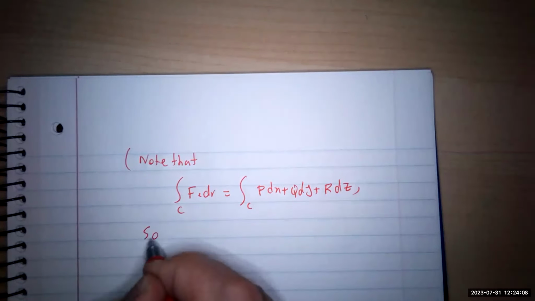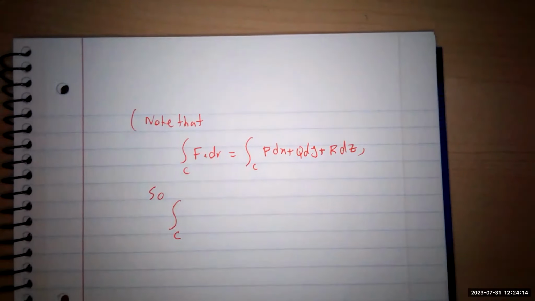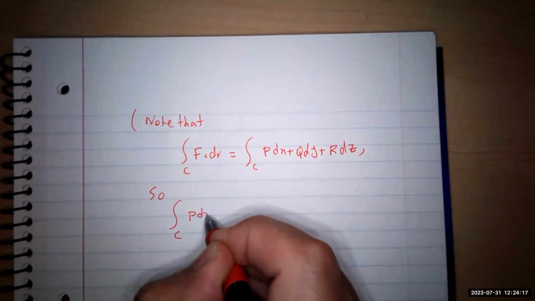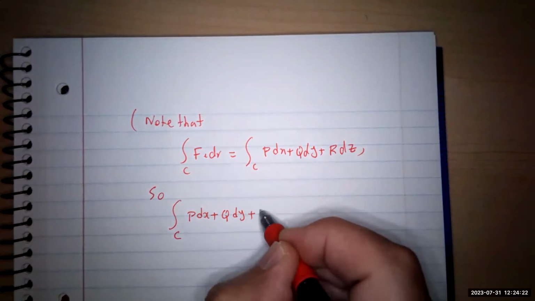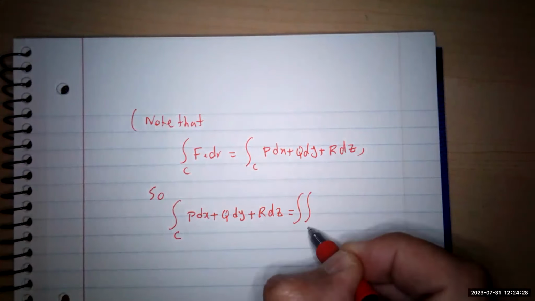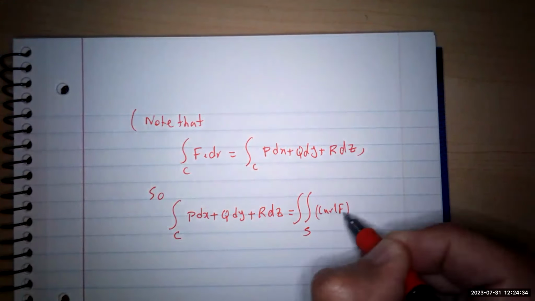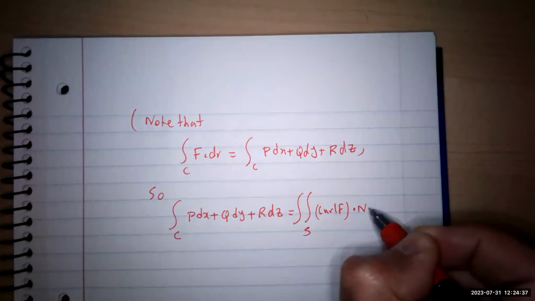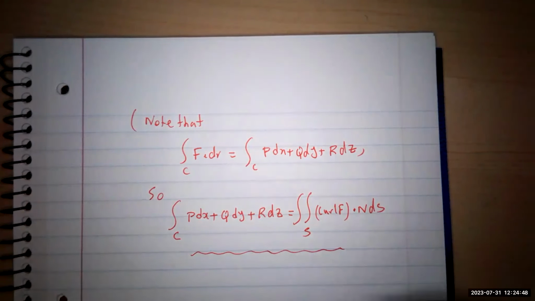Okay, and so this is the version which is going to be kind of an extension of the Green's. The integral of P dx plus Q dy plus R dz is going to be equal to the surface integral of the curl of F dot n dS. Sometimes they drop the n and write it down right away, so we know what we are talking about.